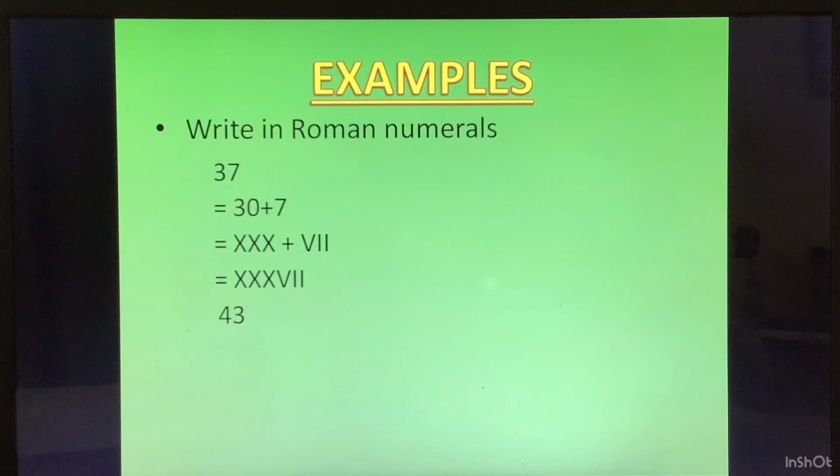Another example, 43. 43 is 40 plus 3, and 40 in turn is 50 minus 10. So we get 50 minus 10 plus 3. 50 minus 10 is written as XL and 3 is written as III. So the Roman numeral becomes XLIII.